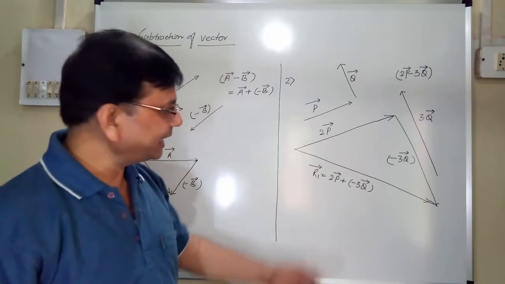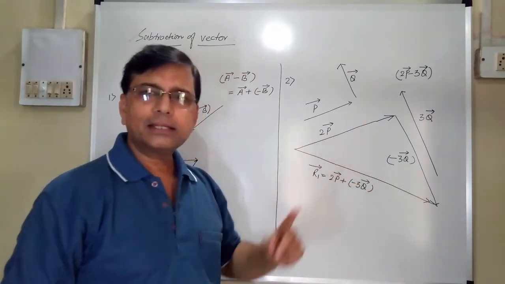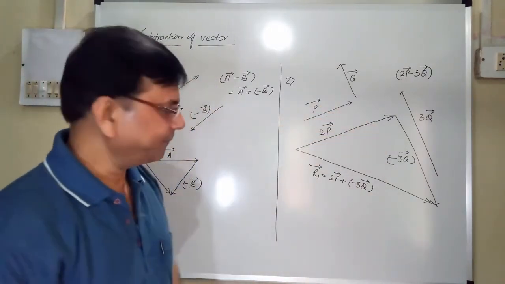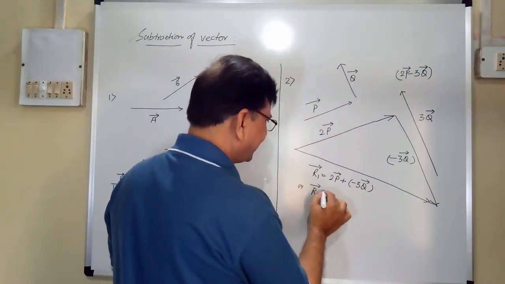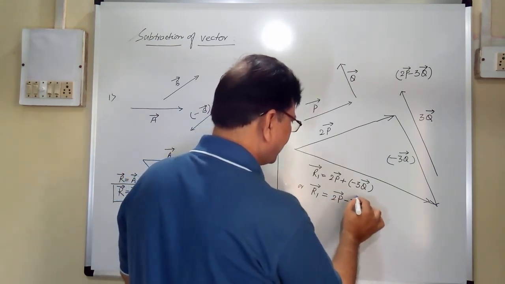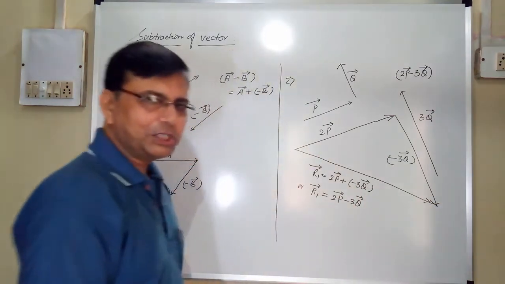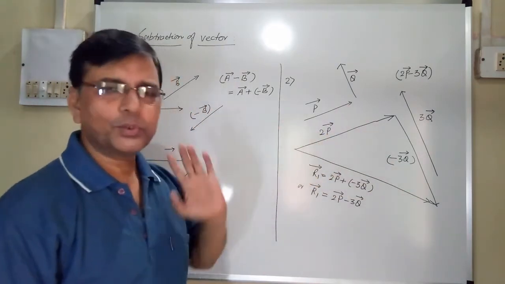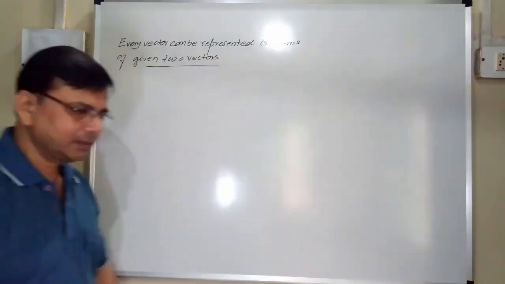I am intentionally writing this way to make you understand this. We are following the triangle law of vector addition. These two vectors are being added. So this can further be written as R1 vector is equal to 2p minus 3q. So this is the direction and this length is the magnitude of subtraction of 3q from 2p. So I think subtraction of vector is clear to all of you.